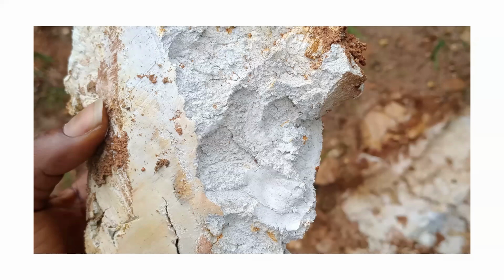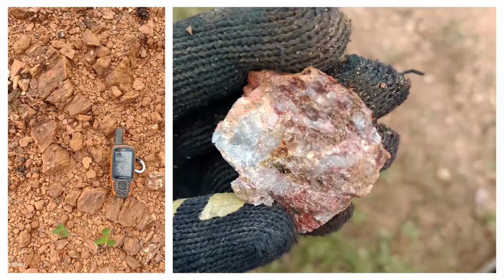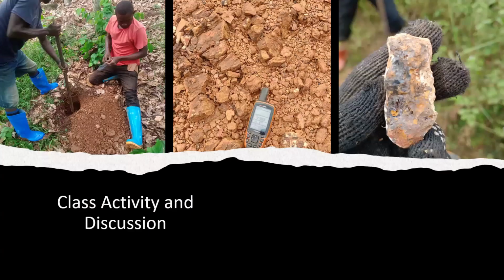All these pictures are field pictures from the gold work. Look at this also. This is the environment where some artisanal miners are mining. Then look at this also. What are you looking at here? What do you think this is? Then that is the end of the pictures we have here.